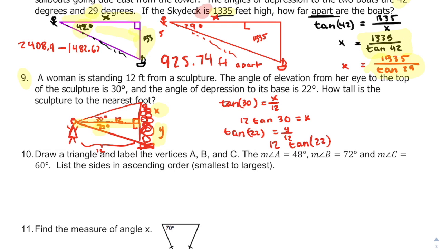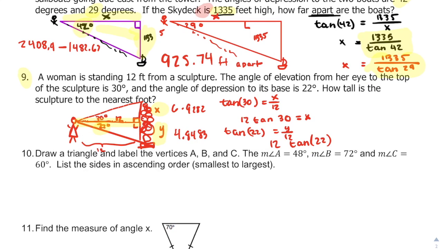We place both of those in our calculator. 12 tangent of 30, and then 12 tangent of 22. So you get 6.9282 for the top part, and then 4.8483 for the bottom part. It says how tall is the sculpture? So we need to add the top to the bottom, and you end up getting about 11.78. But it says to the nearest foot, so the sculpture is about 12 feet tall.